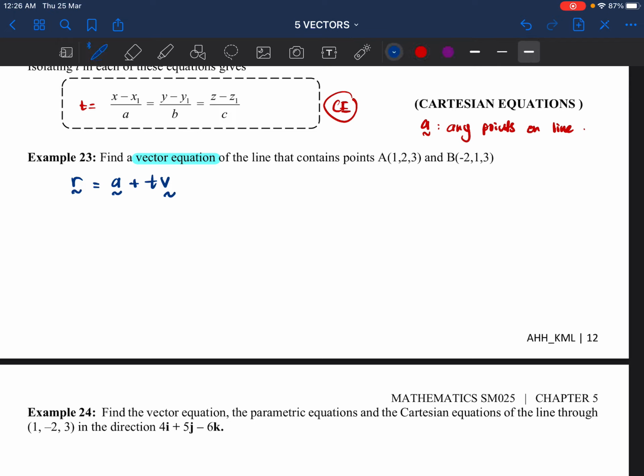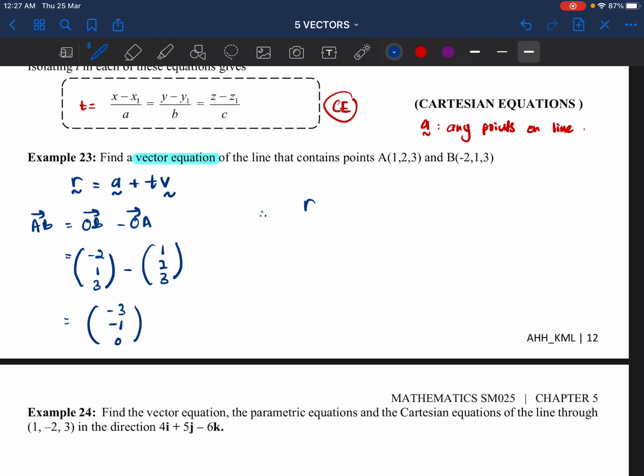So we have AB equals OB minus OA. B is negative 2, 1, 3. A is 1, 2, 3. So we get negative 3, negative 1, 0. So basically we have r equals a plus tv. Now just substitute. r stays as it is, r.